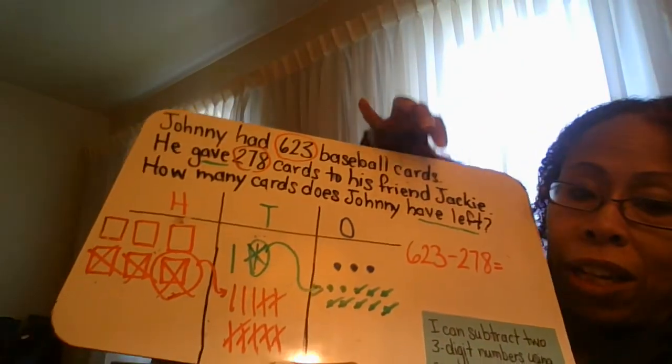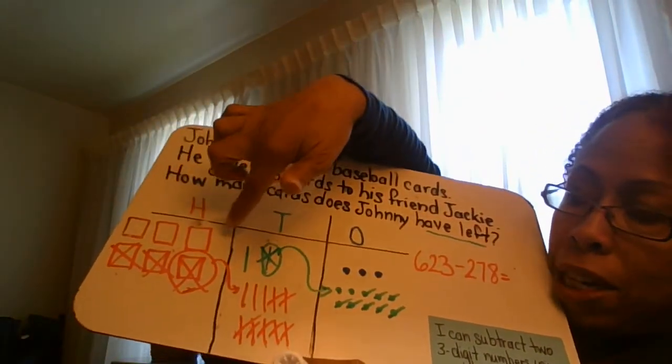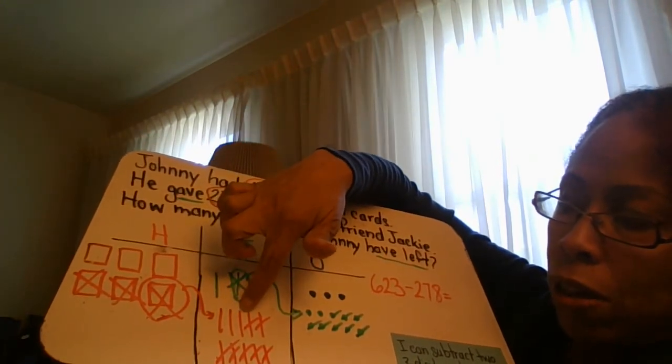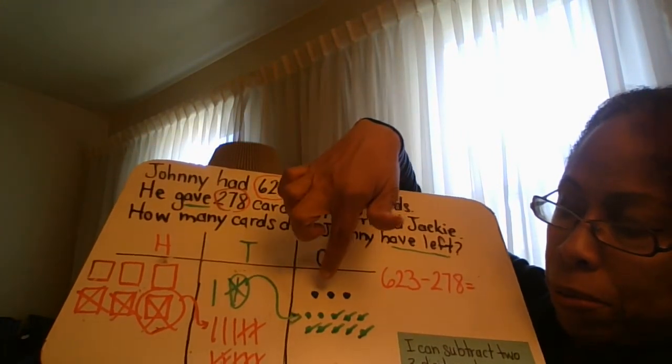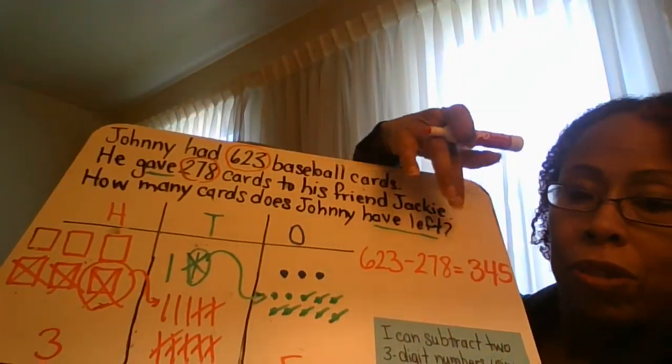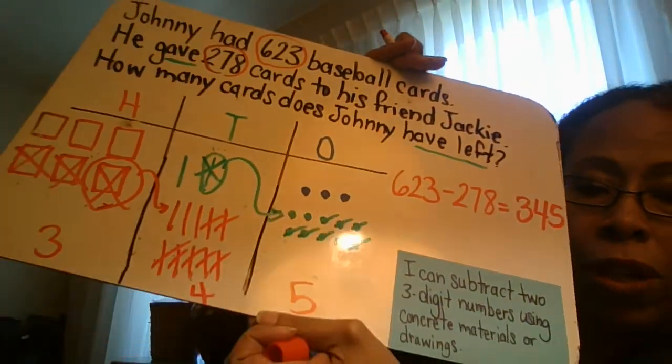How much does he have left? We see we have 3 hundreds. Let's see, 1, 2, 3, 4 tens, and 5 ones. Look at that pattern, 3, 4, 5. 345. So now we know that 623 minus 278 equals 345.